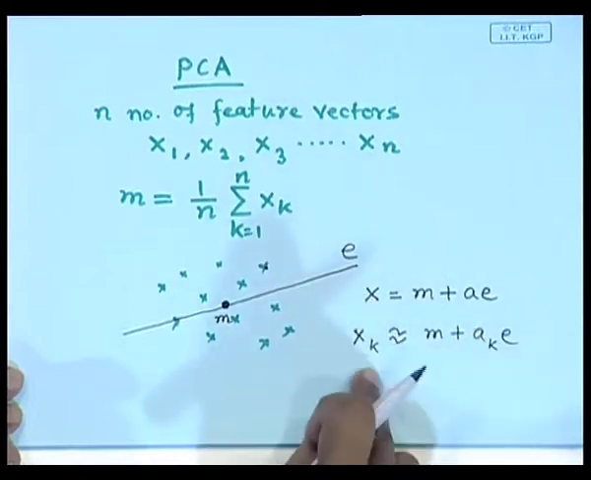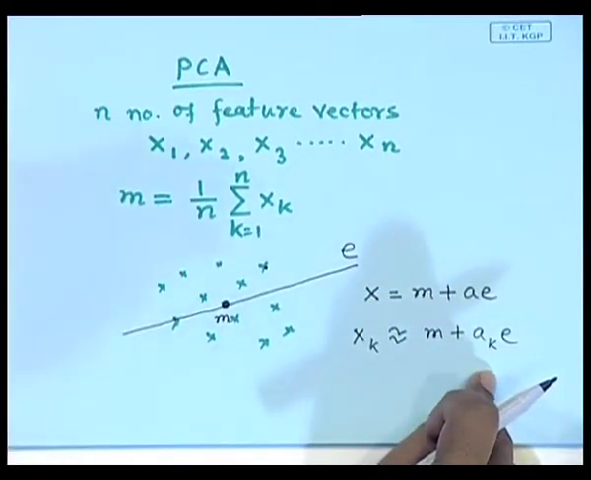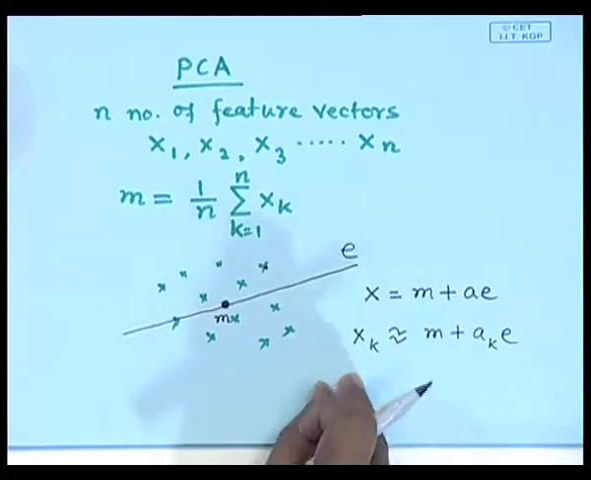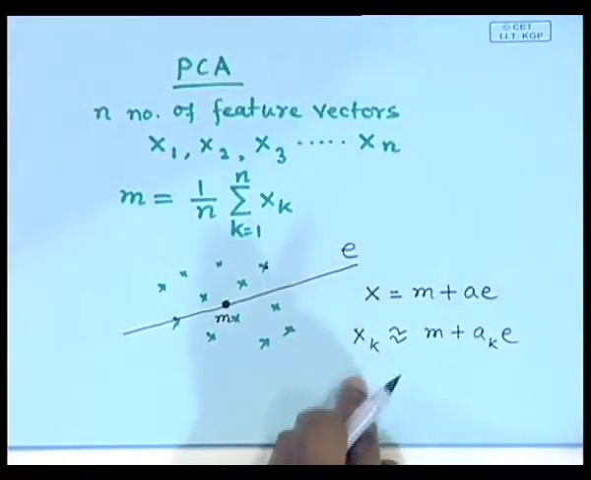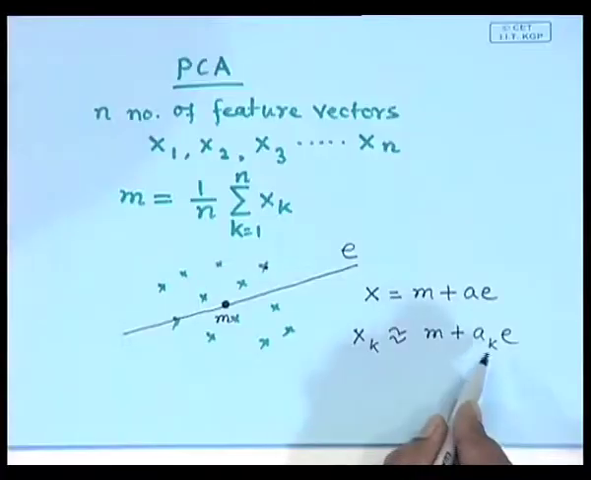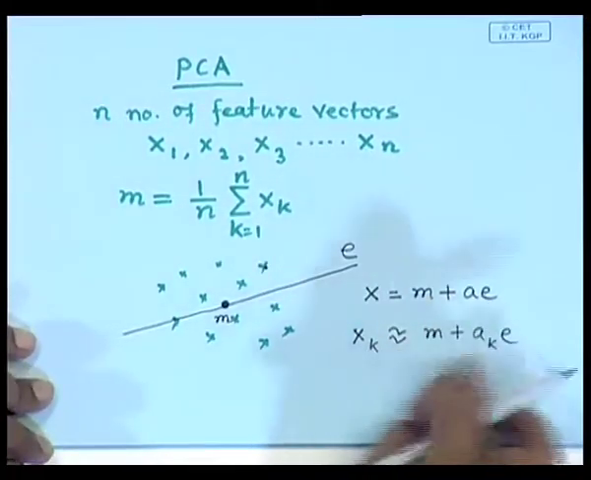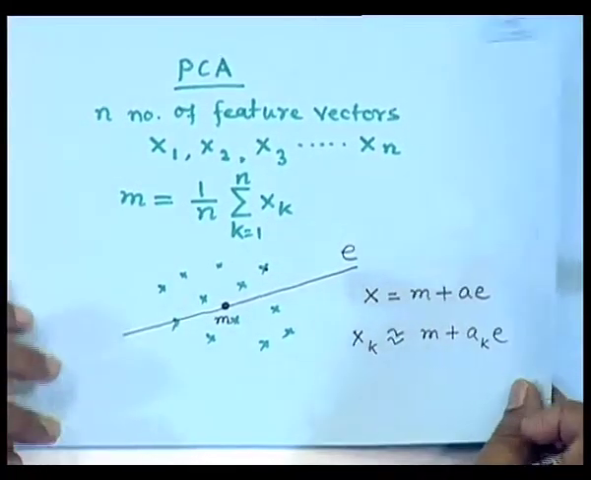Now, while doing this, definitely I have incorporated some amount of error, because x k is of dimension d, and I am representing this x k by a point on the line. And what is that error? This is nothing but m plus a k times e minus x k. x k is the original one, and this is the one that I have represented.